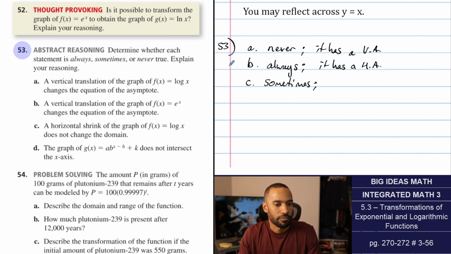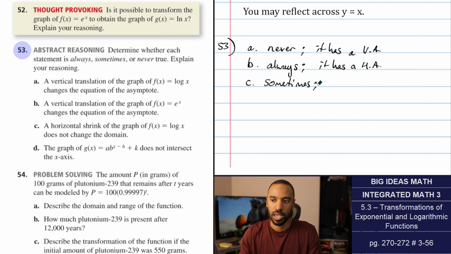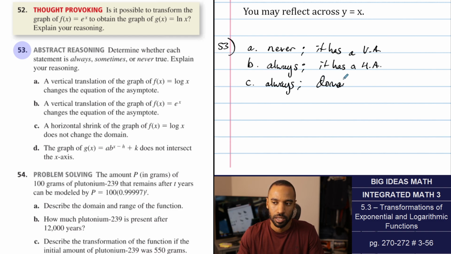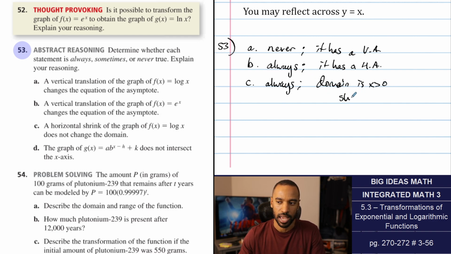when they say log of x, do they mean no translations? I take this back. I was thinking if it could be translated. It depends on if it could be translated. But if it just says log of x, very straightforward, the horizontal shrink does not change the domain. It always does not change the domain. Domain is x is greater than 0, and stretching or shrinking won't change that.